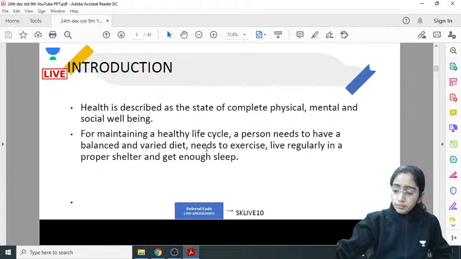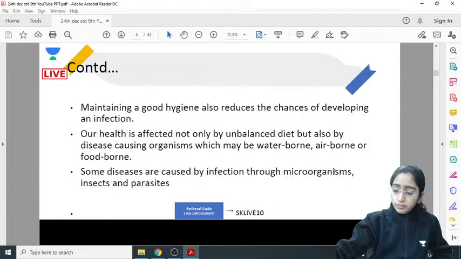For maintaining a healthy life cycle, a person needs to have a balanced and varied diet, needs proper exercise, live regularly in a proper shelter, and get enough sleep. Definitely, this is again an important thing. Maintaining good hygiene also reduces the chances of developing an infection. Obviously, this has to be practiced every day, not one or the other day, right? So maintaining good hygiene, maintaining cleanliness is good for us.